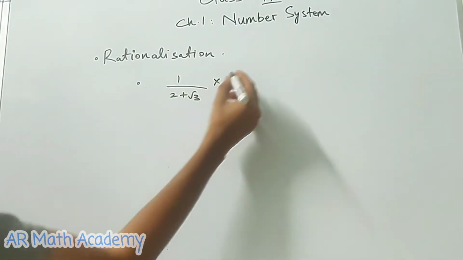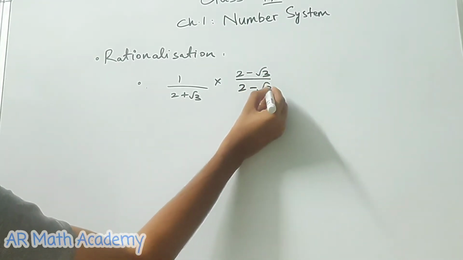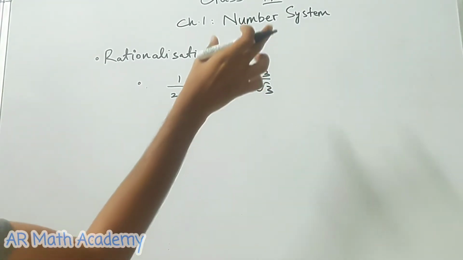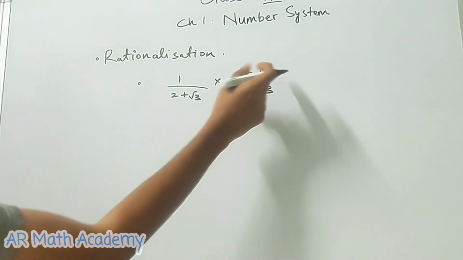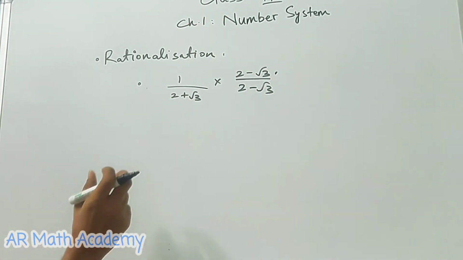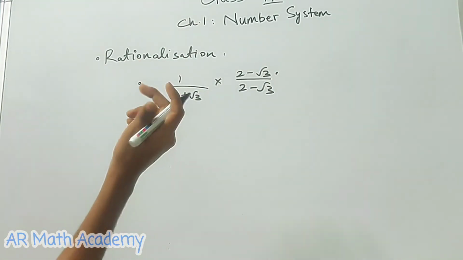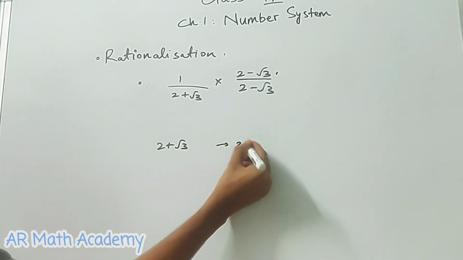What we'll basically do over here is multiply and divide by this number. We have 2 plus root 3 over here. Now we are going to multiply and divide with 2 minus root 3. This 2 minus root 3 is called a conjugate. Now what is a conjugate? If you have 2 plus root 3, then the conjugate of 2 plus root 3 is 2 minus root 3. Simple, right?